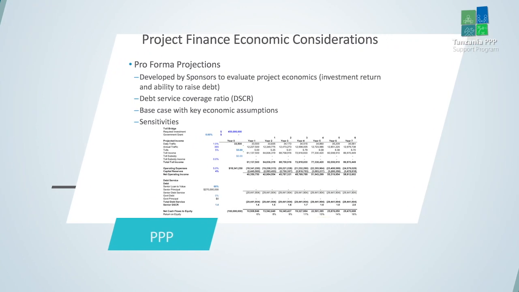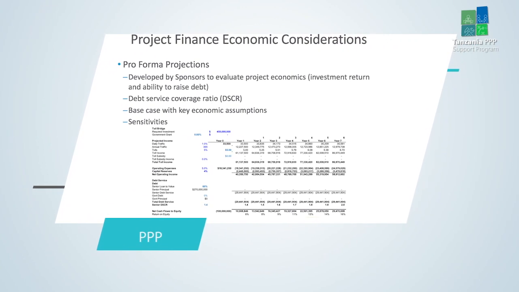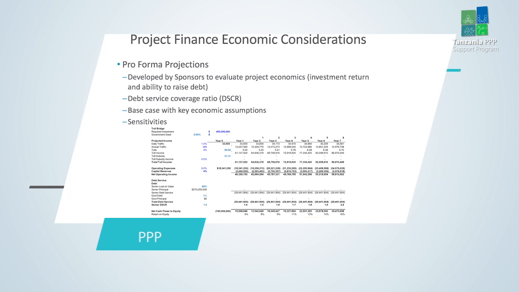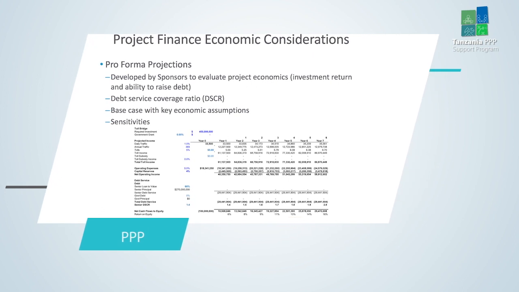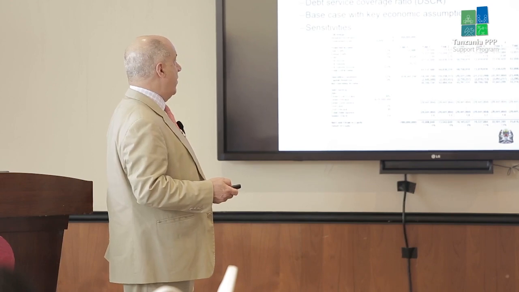Just another phrase to become familiar with is pro forma. Pro forma is essentially the future prediction of cash flows. This is our spreadsheet. This is what generates the financial analysis. It's basically cash flows over time, or life of the project, life of the agreement.